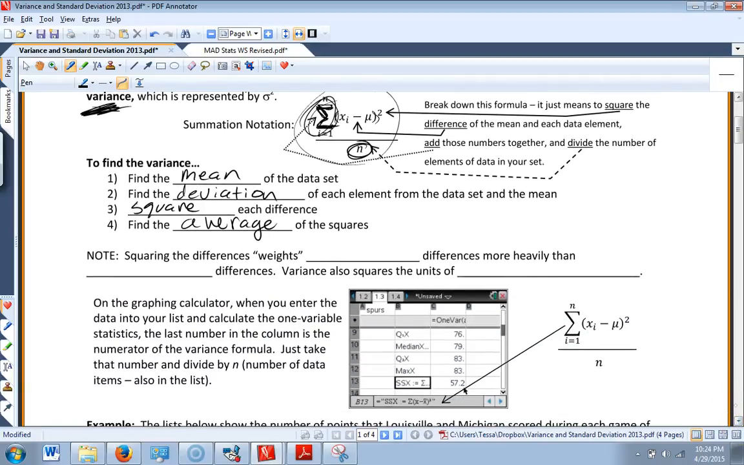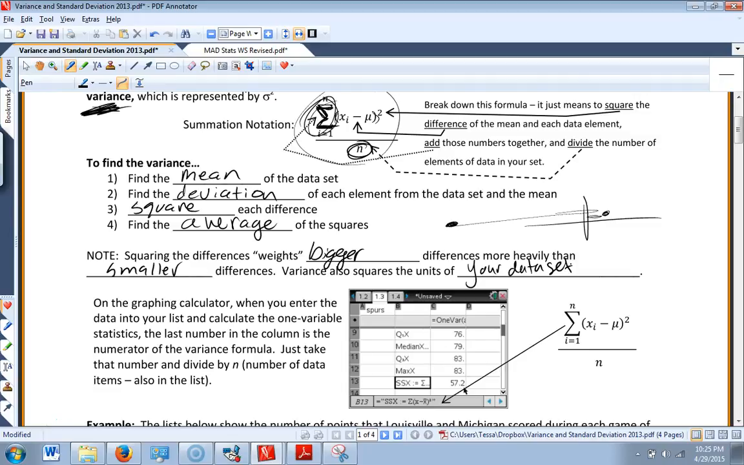Now note, squaring those differences is going to weight big distances. So if I have data points, here's my mean. If I have a data point here and then a data point all the way down here, this distance squared is going to be significantly larger than this distance squared. So it's going to weight that bigger distance more, because you're squaring it. It weights bigger differences more heavily than smaller differences. It also squares the units of your data set.